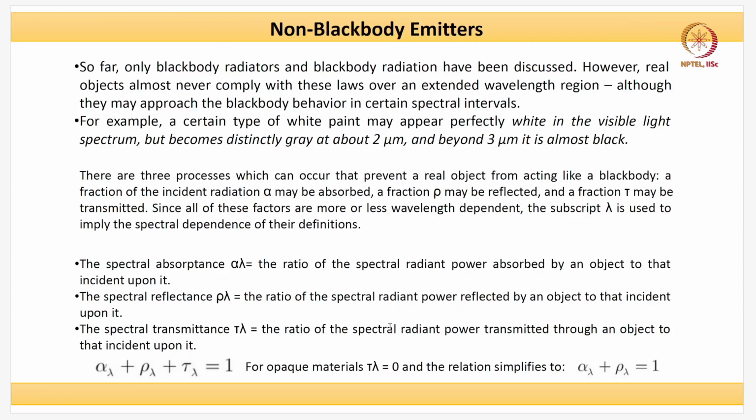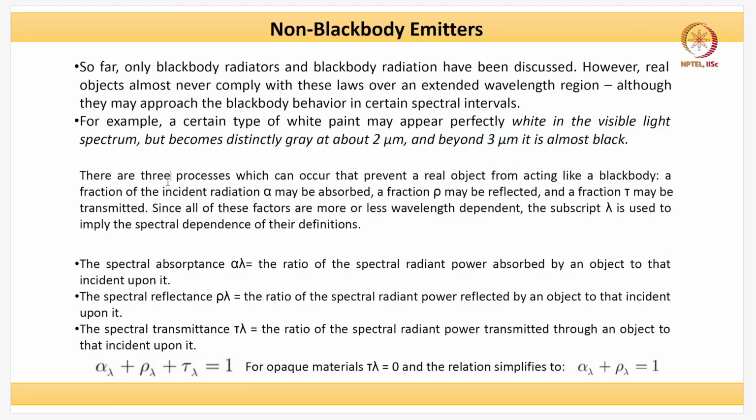Now, non-blackbody emitters. So far we have considered only blackbody radiators and blackbody radiation. However, real objects almost never comply with these laws over an extended wavelength region, although they may approach blackbody behavior in certain spectral intervals. For example, a certain type of white paint may appear perfectly white in visible light, but becomes distinctly gray at about 2 micron, and at about 3 micron it is almost black.